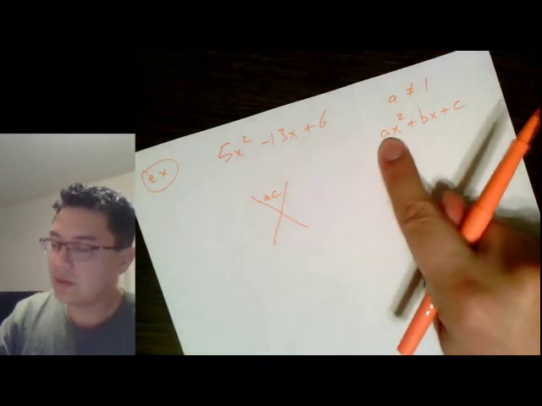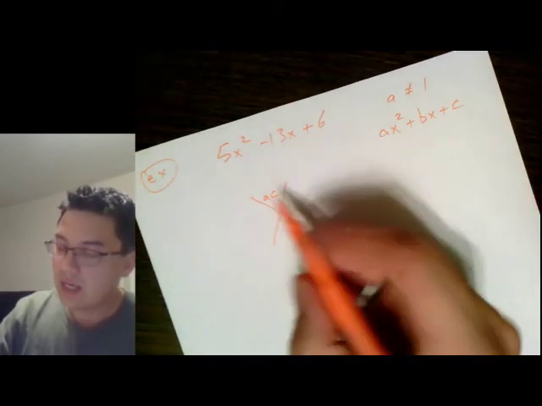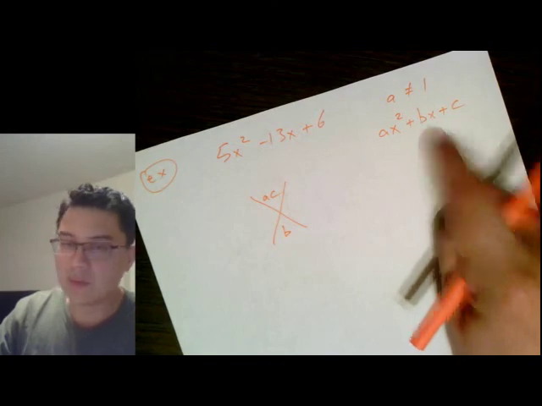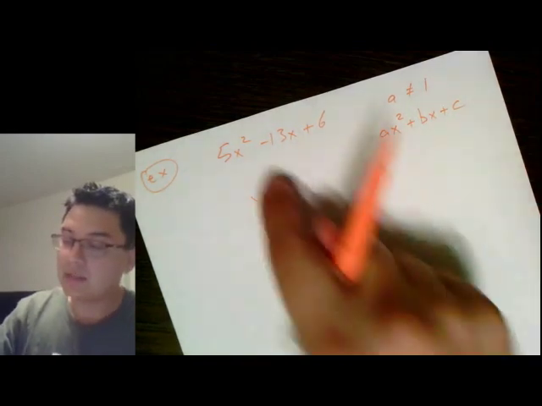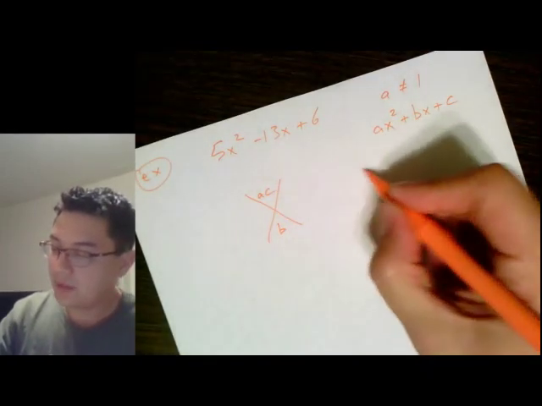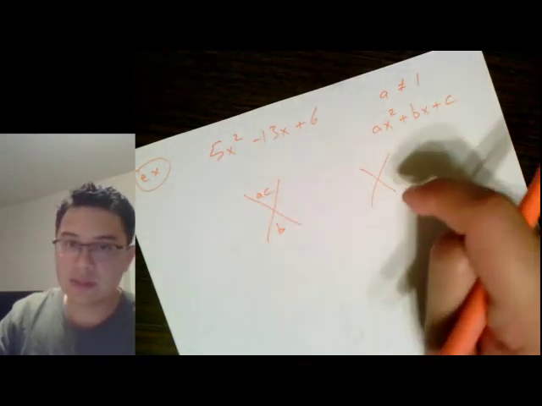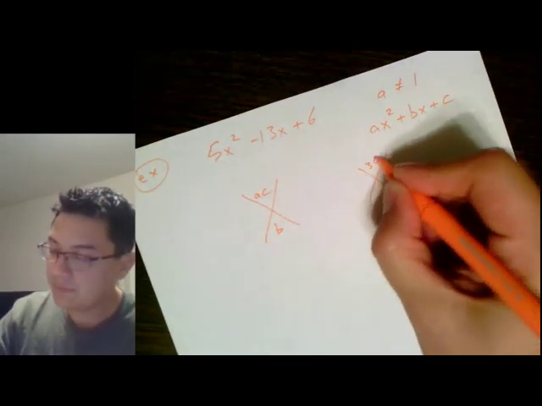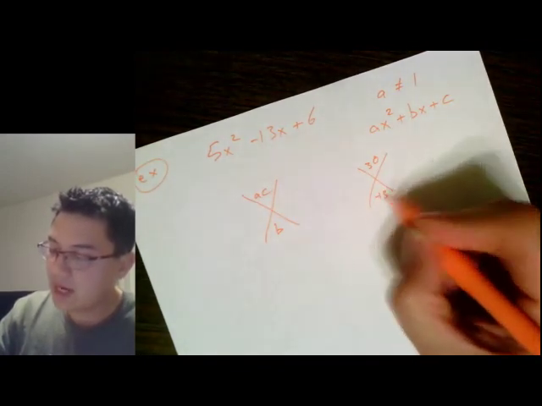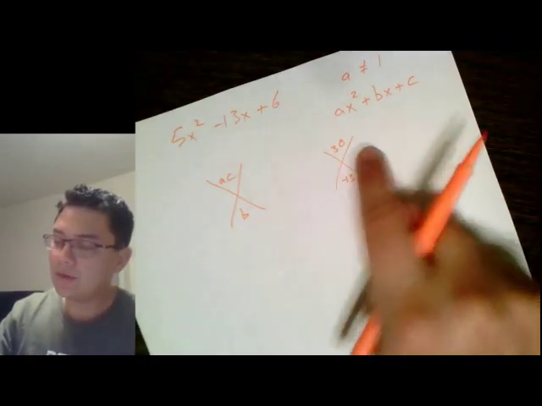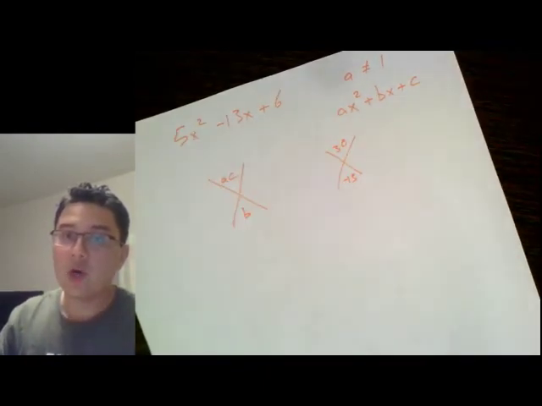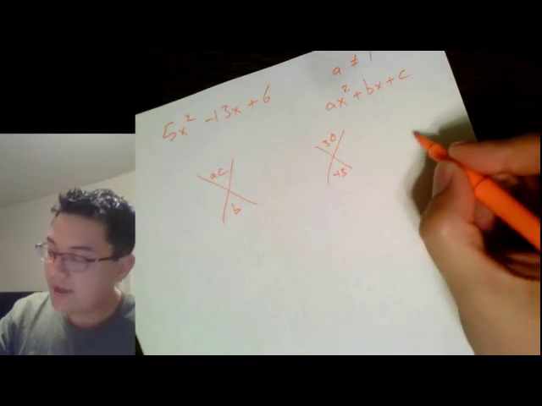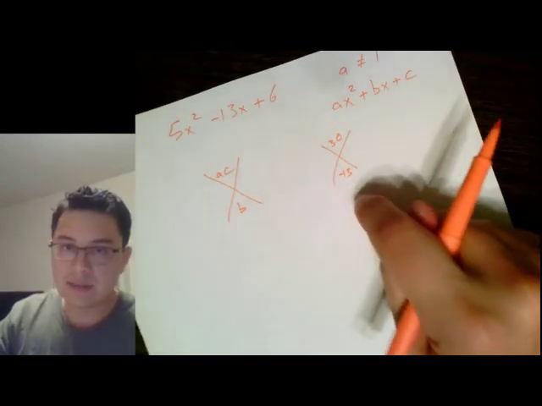So it's going to be the lead coefficient times the constant, and the bottom part of the X-man will always be whatever the middle term coefficient is. So for this particular case, we are going to have 5 times 6 goes in the top. 5 times 6 is 30. And then we'll have -13 in the bottom. So in order to find our two values here on the side, we are going to be looking for factors of 30 that add up to -13.